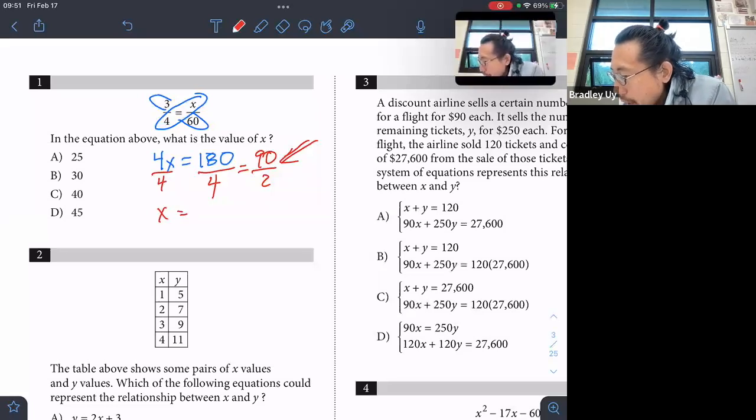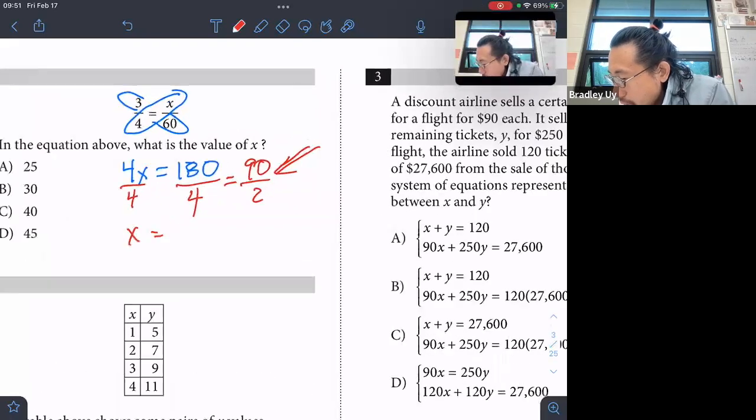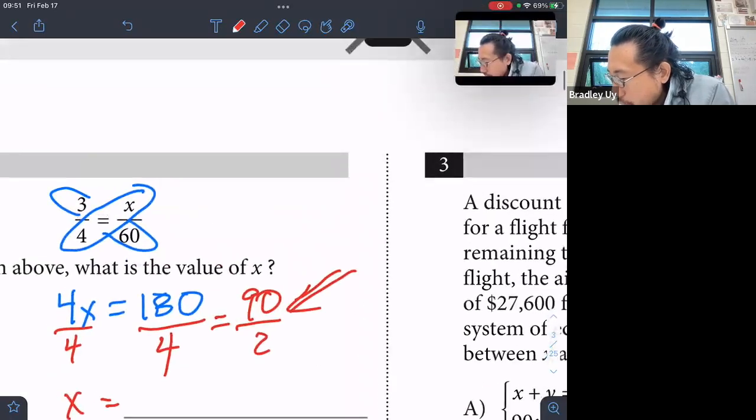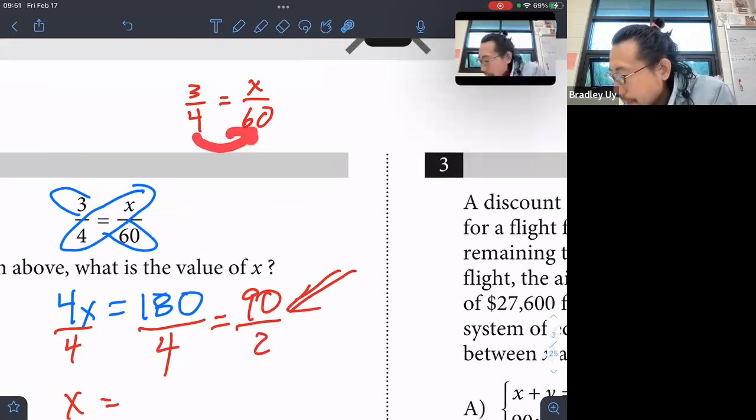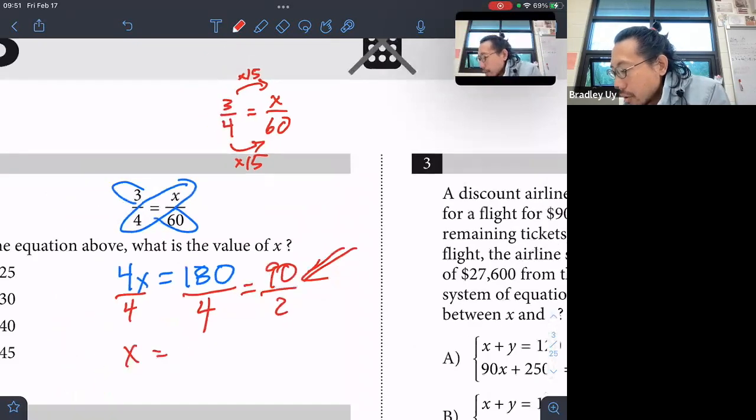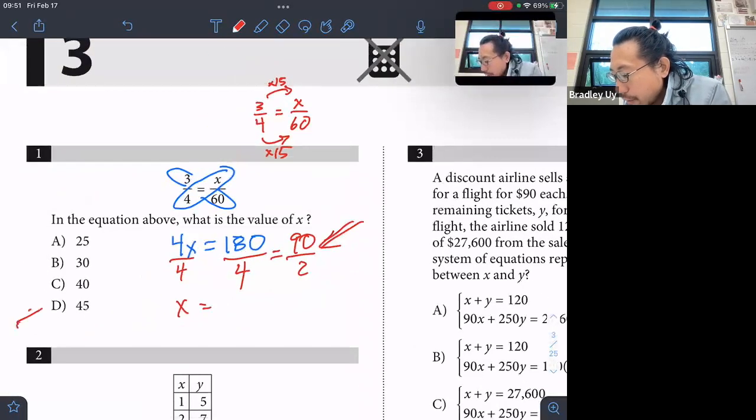Another way you can solve this is to create equivalent fractions. So you have 3/4 equals x over 60. We've got to multiply 4 by something to get 60. That multiplier is 15. If you multiply the bottom by 15, you should multiply the top by 15 as well to create an equivalent fraction. And that confirms the answer is D, 45.